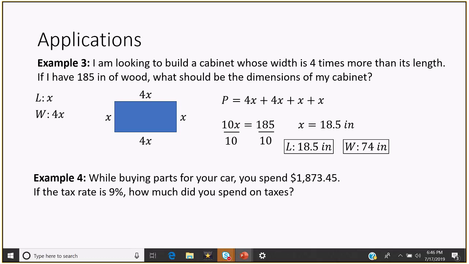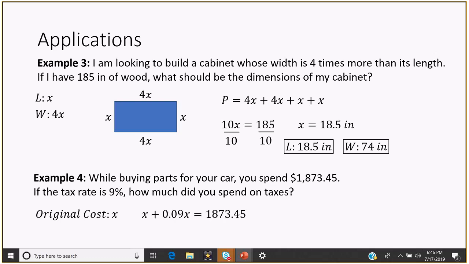While buying parts for your car, you spend $1,873.45. If the tax rate is 9%, how much did you spend on taxes? Set this one up. I want to figure out what my original cost is, and that is not what I have right now. I have the cost after taxes, but I'm going to use that as a variable placeholder.